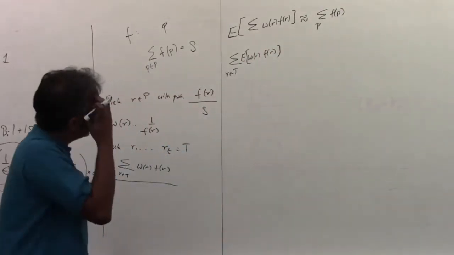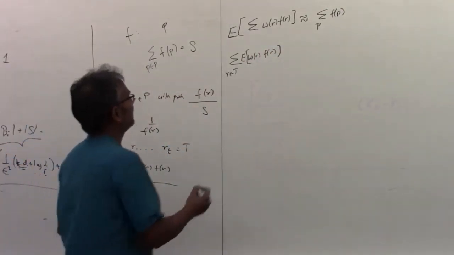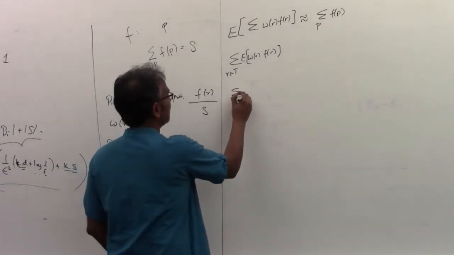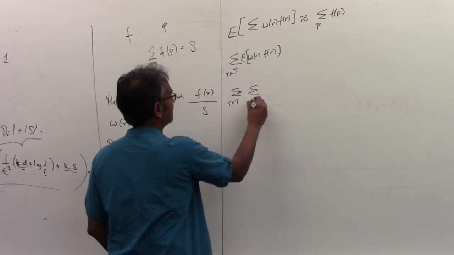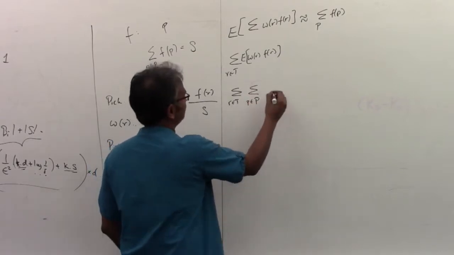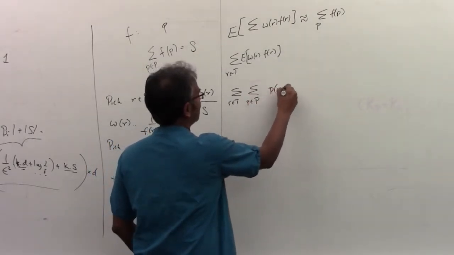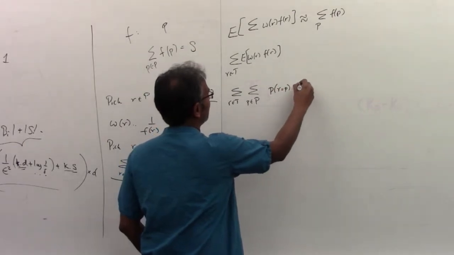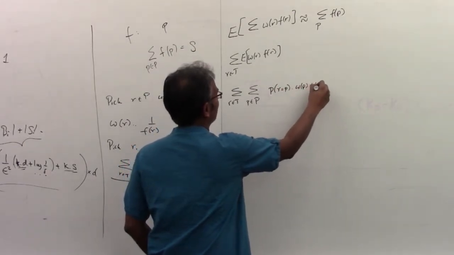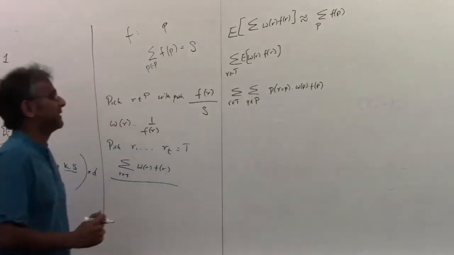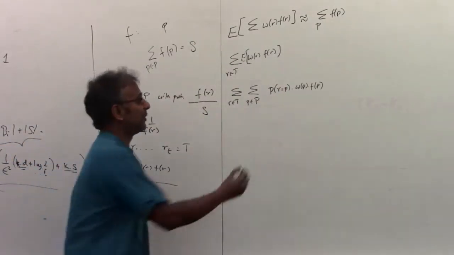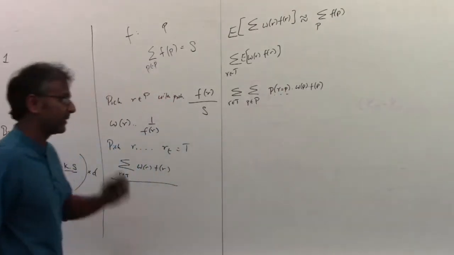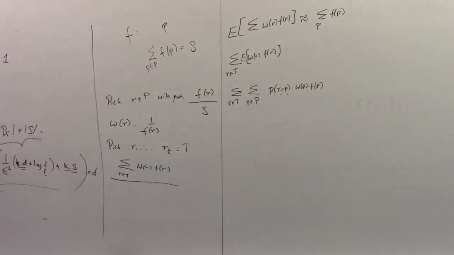And you can rewrite this expression as the sum over p of the probability that r is equal to p times w_p times f(p). So in other words, it replaces expectation by the actual definition of the expectation, which is the average value over all of this. Okay? And now you kind of see where I'm going with this.